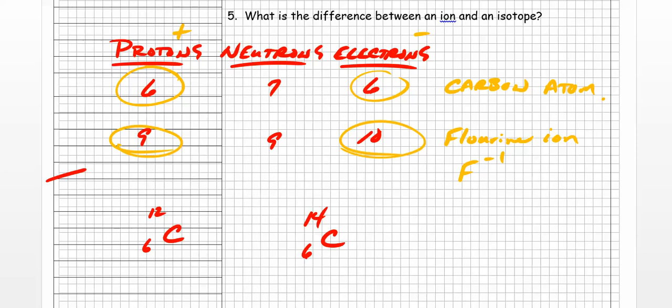Negatively charged atoms are called anions. Positively charged ions are called cations. So cations are positive, anions are negative.